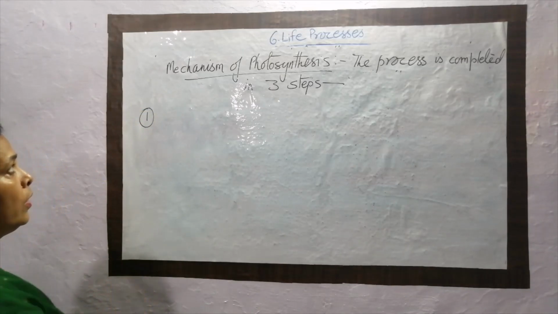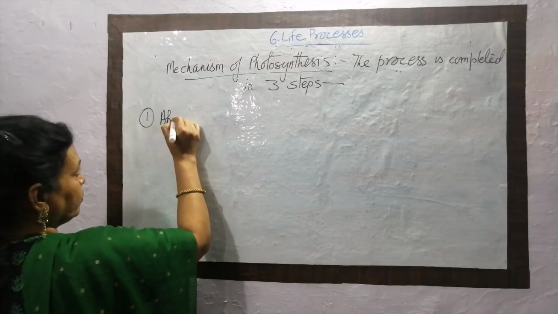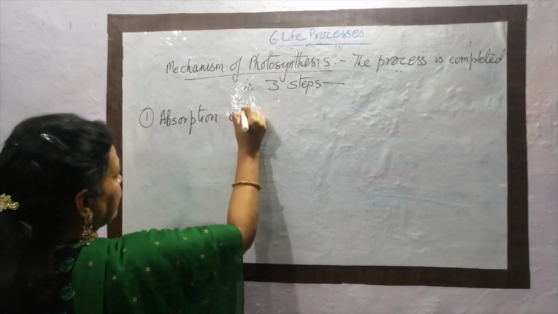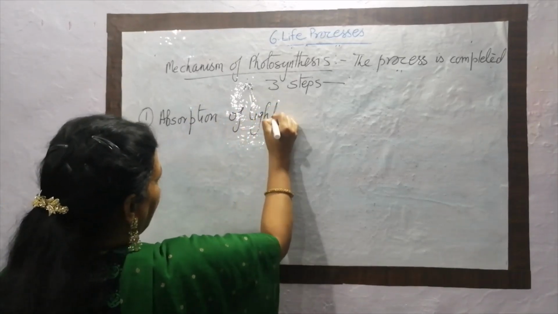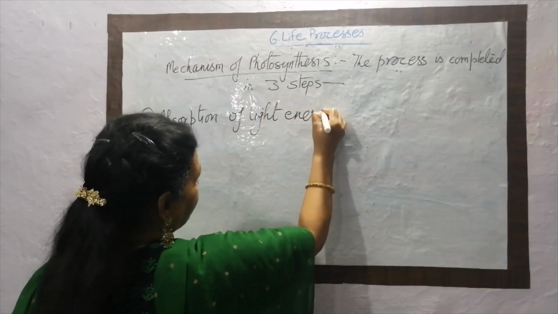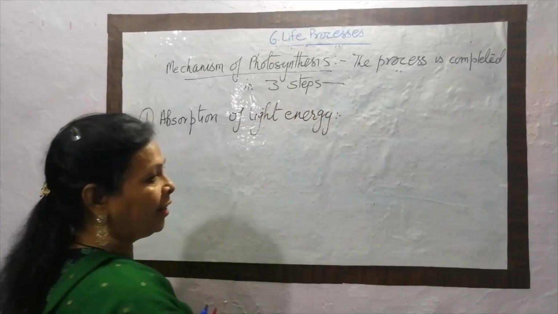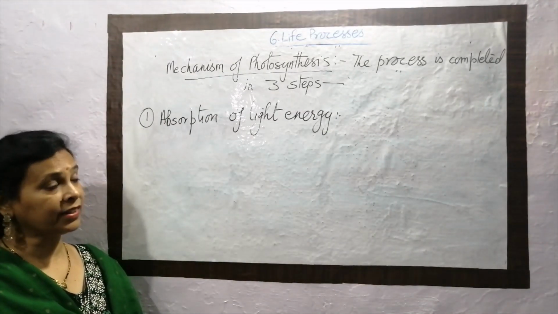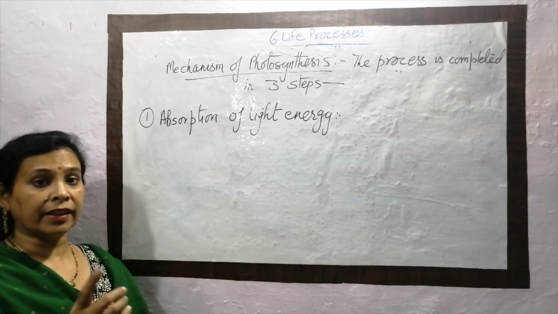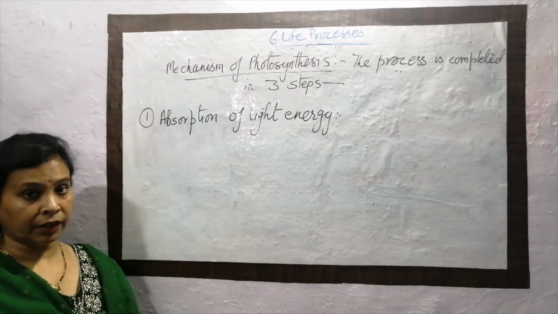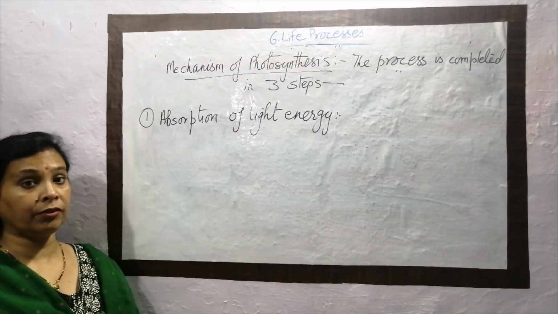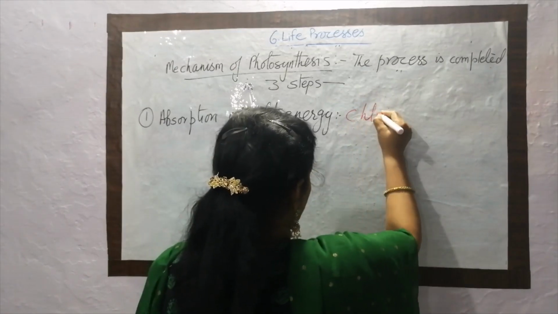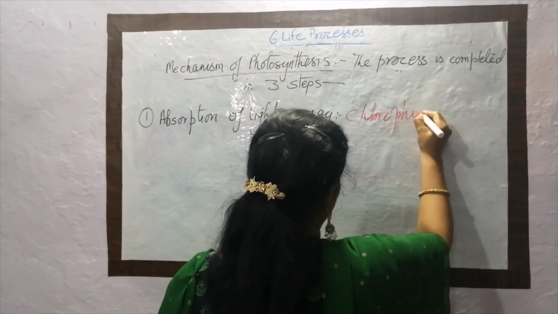First is called the absorption of light energy. The very first task is to absorb light energy. Where is the light? It is present in the form of the sun. Abundant sunlight is there, and that absorption is going on in the leaf. And which component of the leaf performs this function? That is called chlorophyll. This function is performed by chlorophyll.